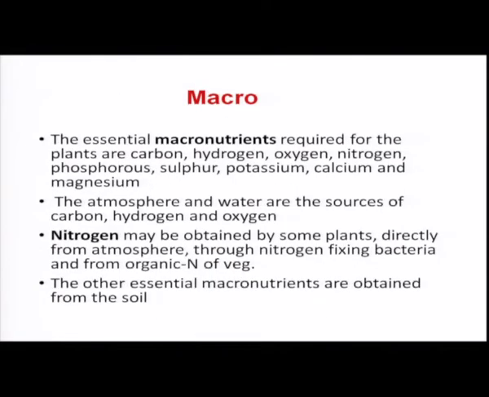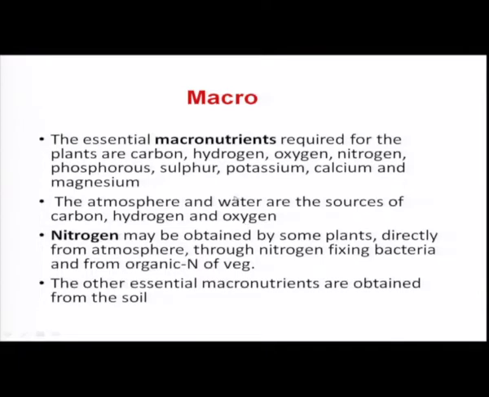Macronutrients, these are all the elements required in macro quantity and required for the plants of normal growth are carbon, hydrogen, oxygen, nitrogen, phosphorus, sulfur, potassium, calcium and magnesium. These elements are required in a reasonably higher quantity, that is why it is called macronutrients. And the plant material mainly gets these elements from atmosphere and water. These are the main source for carbon, hydrogen and oxygen.